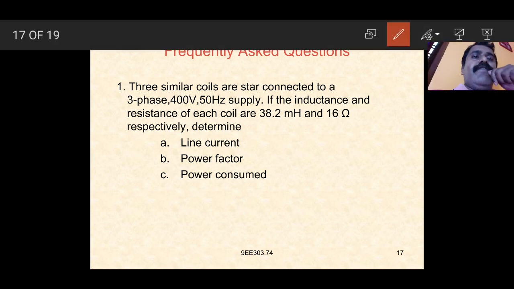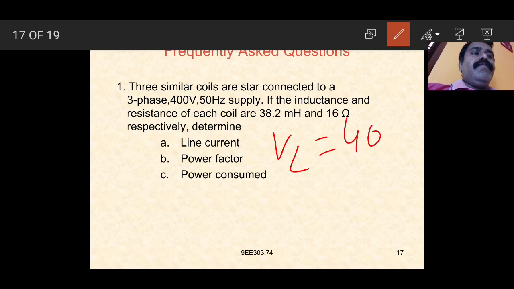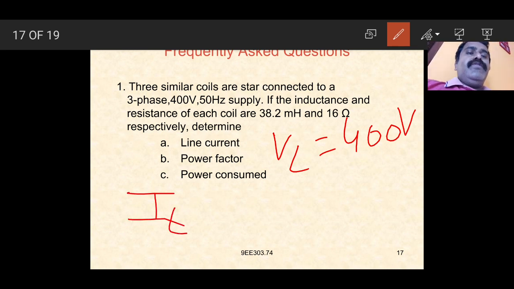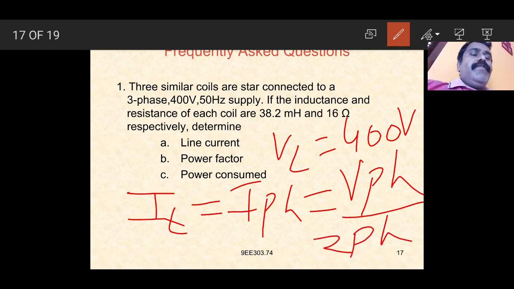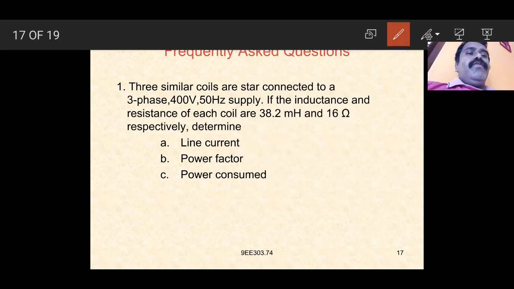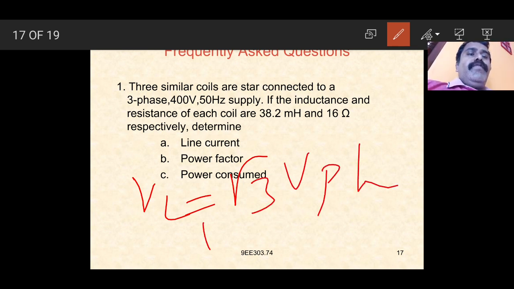Again next, we can find from the given voltage that VL is equal to 400 volts. It is a star connection, so in the star connection we know that IL is equal to I phase, which is equal to V phase by Z phase. So V phase, again we know VL is equal to root 3 of V phase. V phase is equal to VL by root 3.